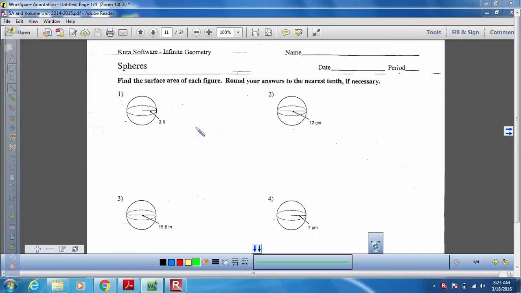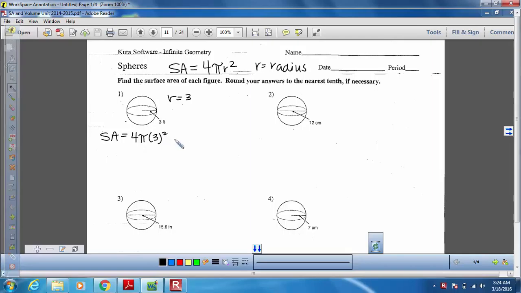Okay, so the next surface area that we're going to talk about is a sphere. The surface area formula for a sphere is surface area equals 4 pi r squared. And now remember, r means our radius. So looking at number 1, we see that our radius, which goes from the center to the side, is 3. So we're going to plug into our formula and we get 4 pi 3 squared.